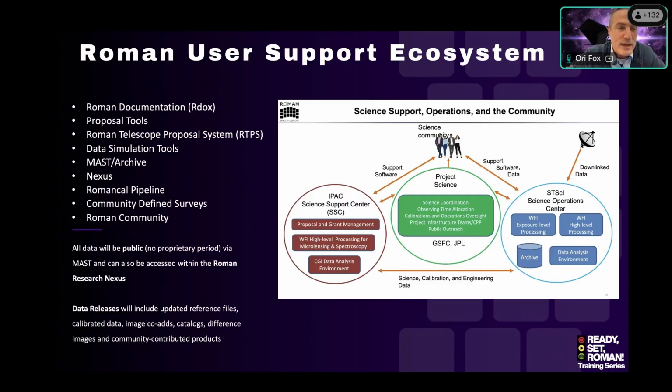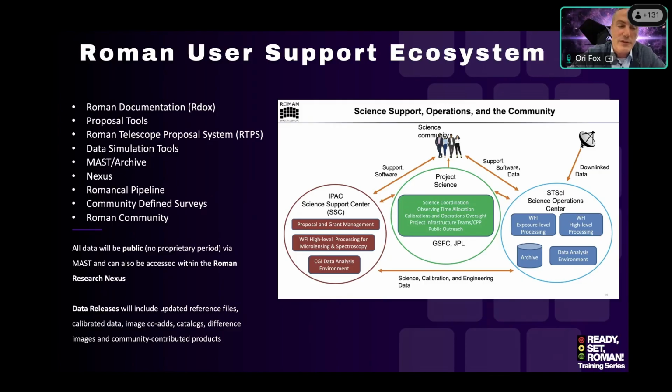launched. The tools that are at your disposal include things like documentation. We nickname that RDocs. We're going to be talking about all of these in a little bit more detail throughout the course of this webinar. We have a number of different proposal tools to help you get ready for your proposal. One of them is the Roman Telescope Proposal System. We want to highlight that. That will be used to submit your proposals. We have data simulation tools to help you start preparing now prior to launch. We have the archive MAST where you will be able to access all the data.